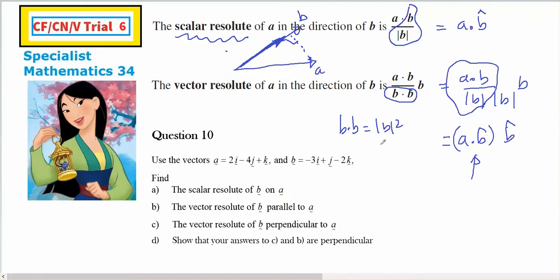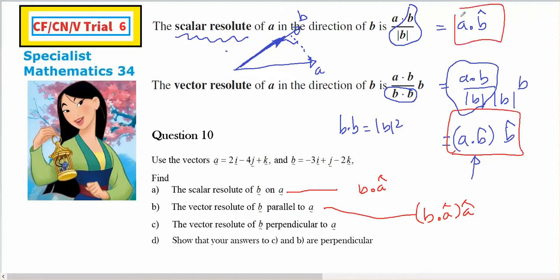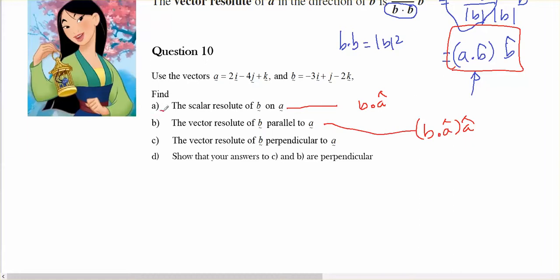Now, if we're looking at question 10, it's actually B in the direction of A. So, for the first one, the scalar resolute will be B dot A hat. The resolute parallel to A will be B dot A hat, just swapping this rule and this rule around if I'm doing B in the direction of A, which means my first answer will be B dot A hat.